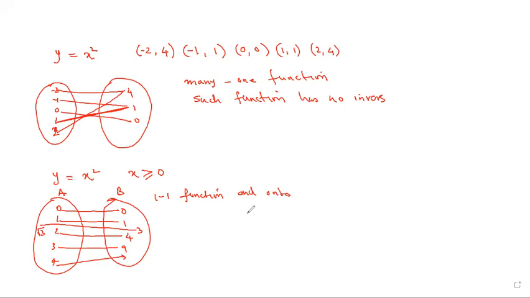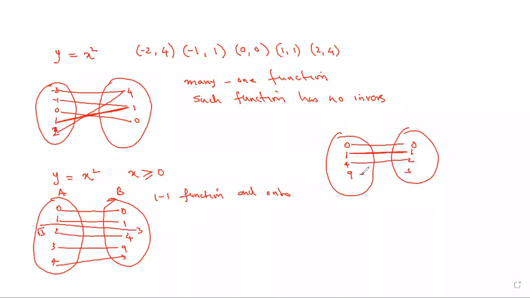The inverse function of this, how to calculate the inverse function? What do you mean by inverse function? 0, 1, 4, 9 will become your x coordinate, and the corresponding y coordinate will become all the x, what you have here: 0, 1, 2, 3, etc. What is actually happening in an inverse function? If f is a function from A to B, its inverse function will be from B to A.